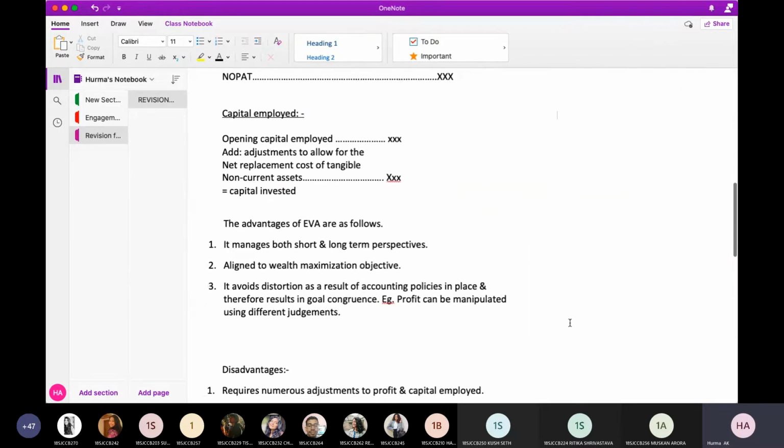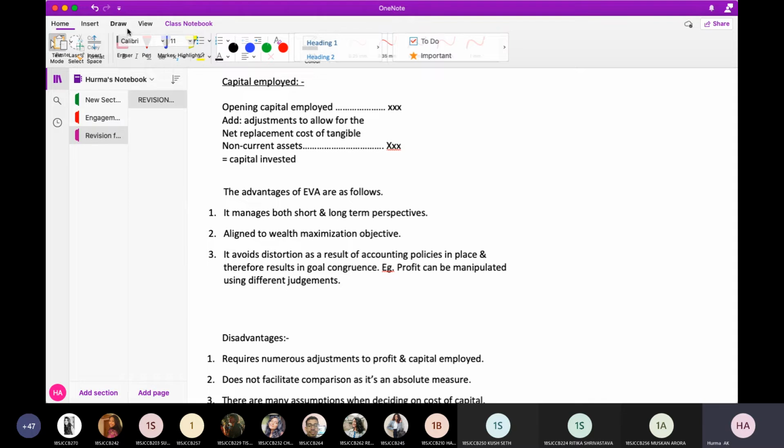Now, before we get into a problem, I would like to discuss the advantages and the disadvantages of EVA. I've already written them down to save time. Some of the advantages is that it considers both short-term as well as long-term value creation. I have already explained that before, and that's why it's one of the favorite tools to maximize shareholders' wealth, and it's aligned to the organization's objective.